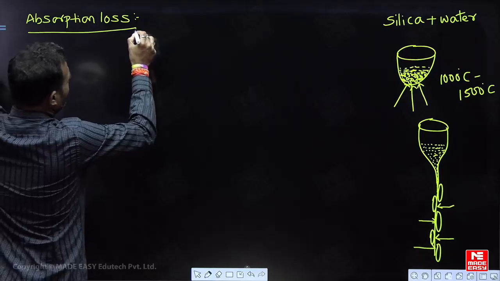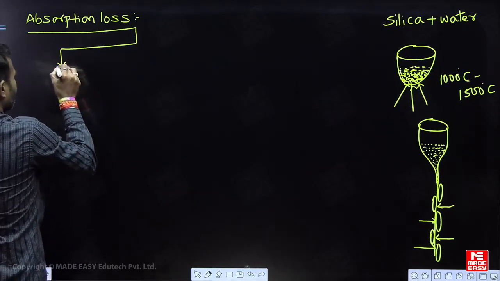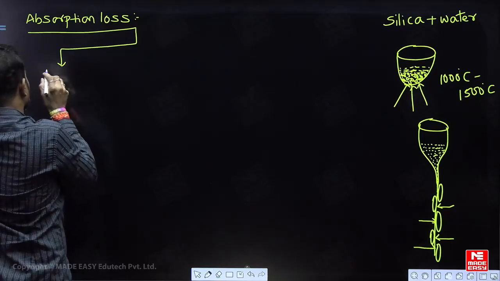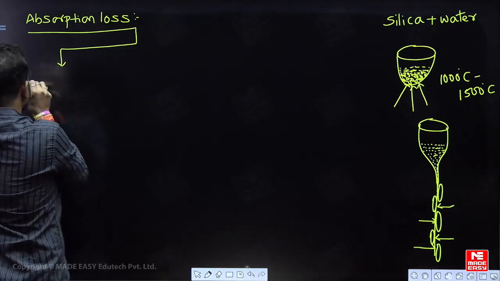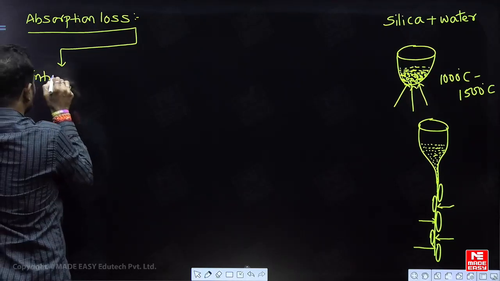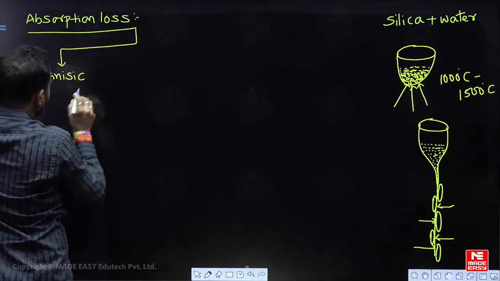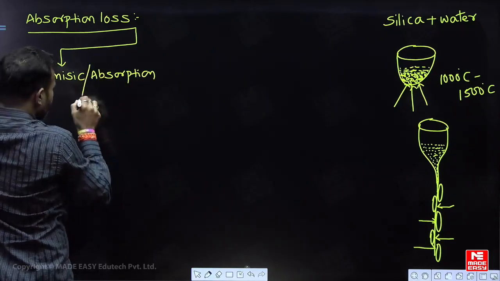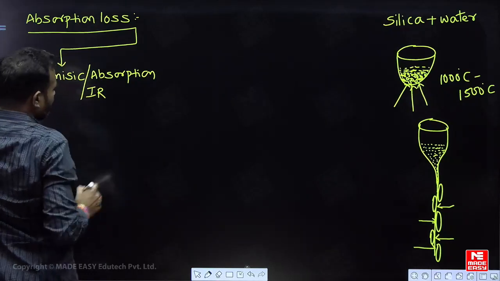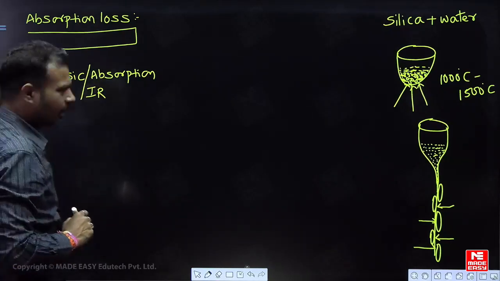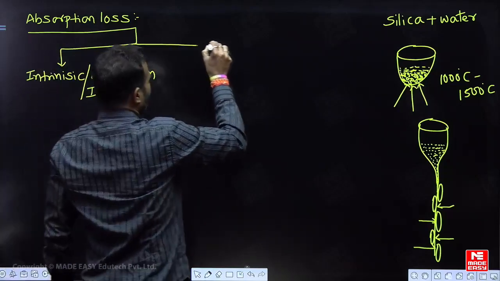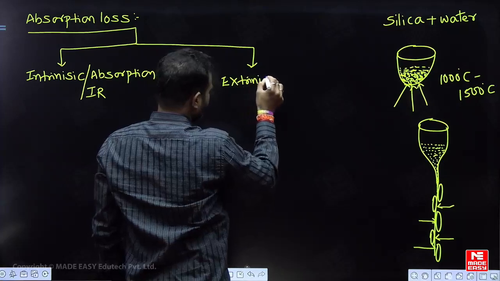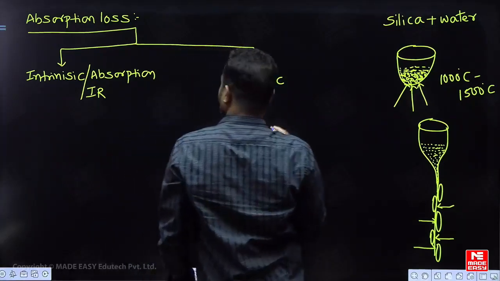Absorption loss is of two types. The first is called intrinsic absorption. Intrinsic absorption is also called IR absorption, where IR stands for infrared absorption. The second one is called extrinsic absorption.